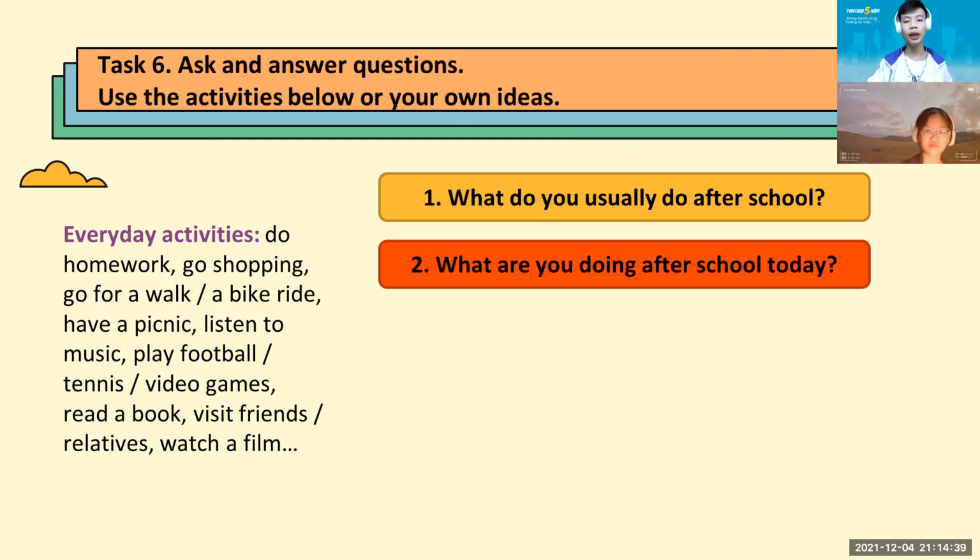So what are you doing after school today? After school today, I am helping my mother with the household chores, and then I ride a bike. Riding a bike. Riding, okay.